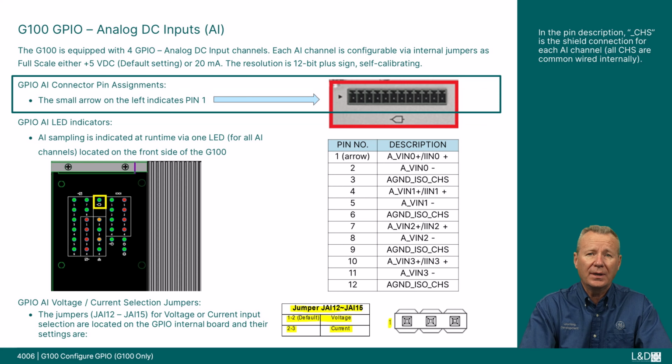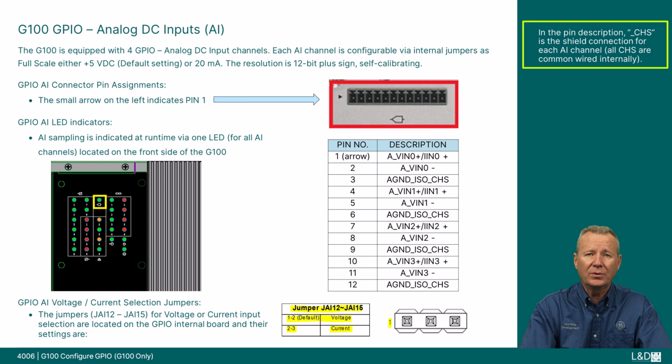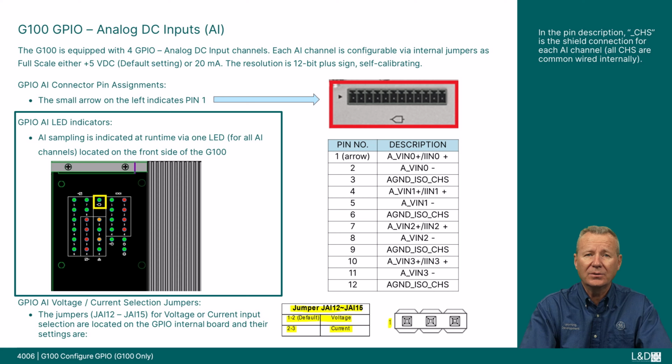For GPIO AI connector pin assignments, the small arrow on the left indicates pin 1. Note that in the pin description, _CHS is the shield connection for each AI channel. All CHS are common wired internally. For GPIO AI LED indicators, AI sampling is indicated at runtime via 1 LED for all AI channels, located on the front side of the G100.